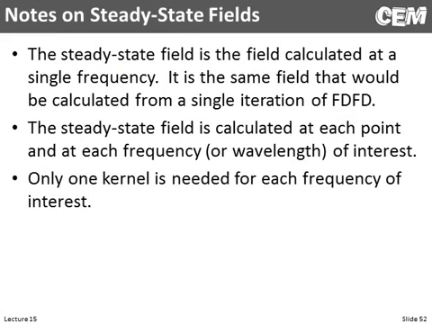So remember this, the steady state field is calculated at a single frequency. And we need one kernel for every frequency that we're interested in. So if we calculated the steady state field at one frequency throughout the entire FDTD grid and looked at that, that should be the same answer that we would get had we performed finite difference frequency domain at that same frequency. So two ways to get to the same answer.